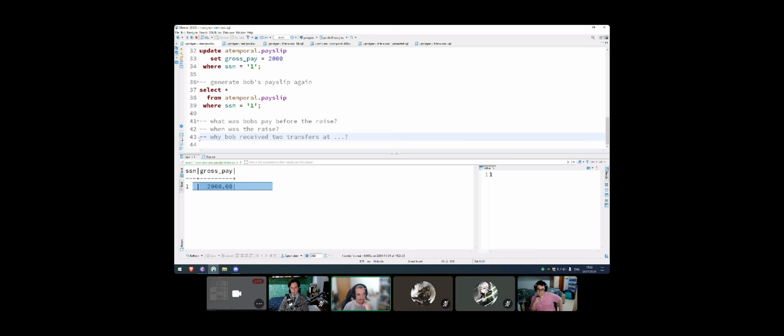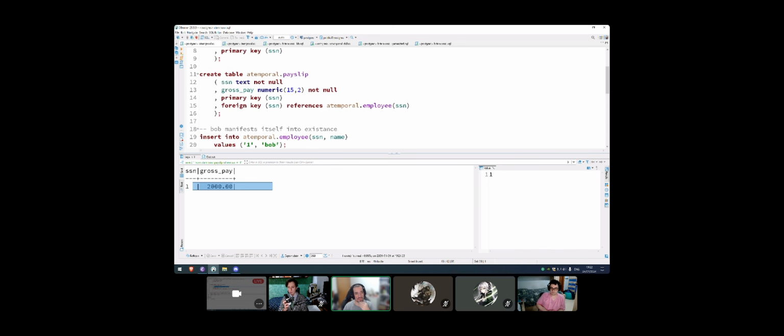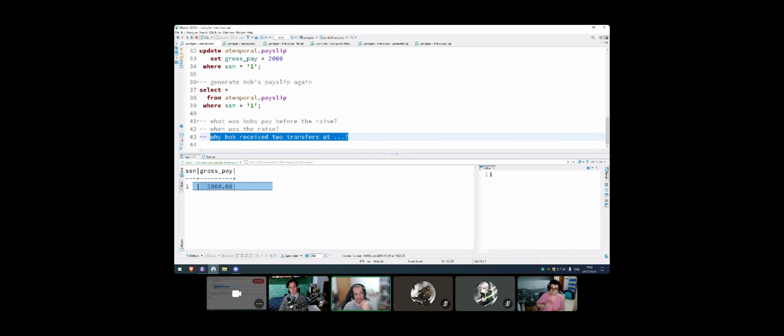And that would be some sort of auditing question. Let's say it's cross-referencing your government reports versus bank reports. As such, it could be asked, why did Bob receive two transfers at the time of the raise? And the system won't be able to tell why. We can't know, only if the persons that did it took note at some other medium.